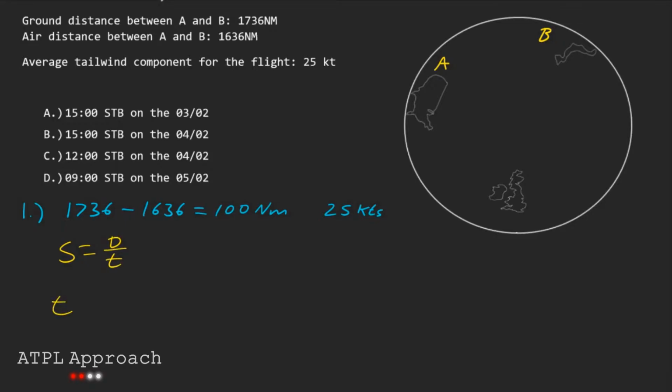Here we can just swap around the speed and time. If you don't remember how to rearrange equations from school, let me know and I'll consider helping out. Okay, so time equals distance over speed. So we do 100 nautical miles over 25 knots to get 4 hours.